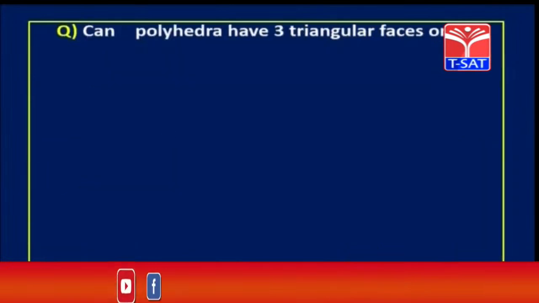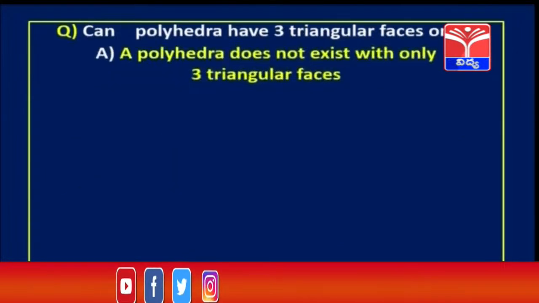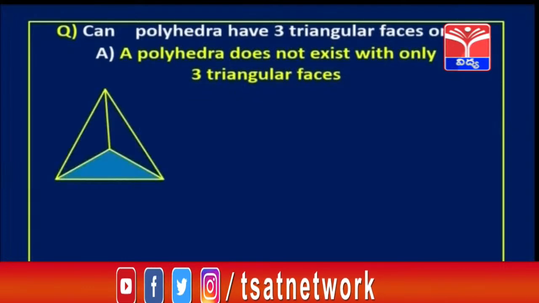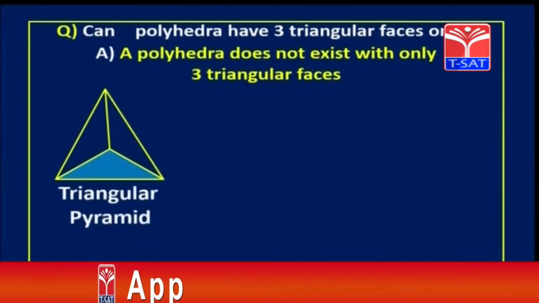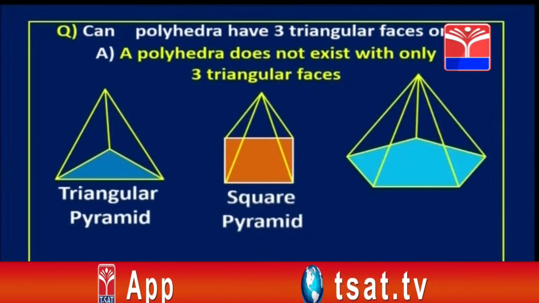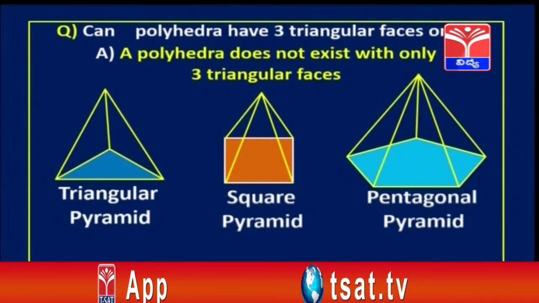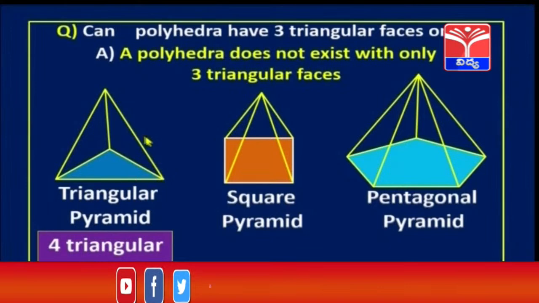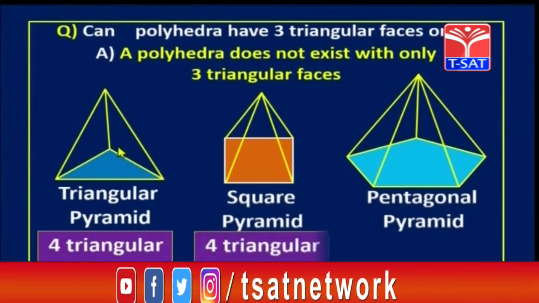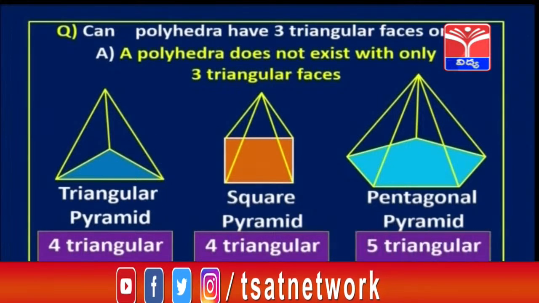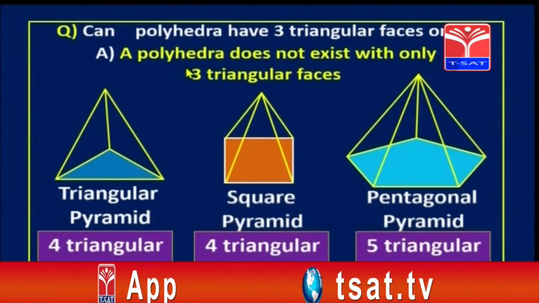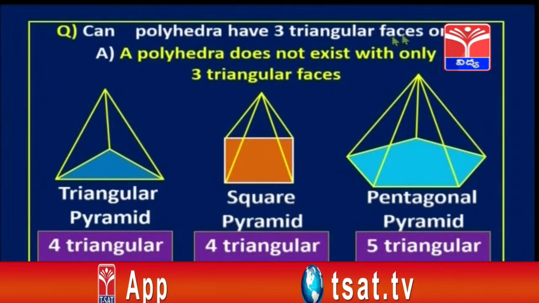Can a polyhedron have 3 triangular faces only? What is the answer, children? A polyhedron does not exist with only 3 triangular faces. Why, children? Let us understand. I am taking first a triangular pyramid, second a square pyramid, third a pentagonal pyramid. See, children, the minimum number of triangular faces needed is 4 for getting a triangular pyramid. For a square pyramid, 4 triangular faces. For a pentagonal pyramid, 5 triangular faces. See, children, a polyhedron cannot form with only 3 triangular faces. Minimum number required is 4.